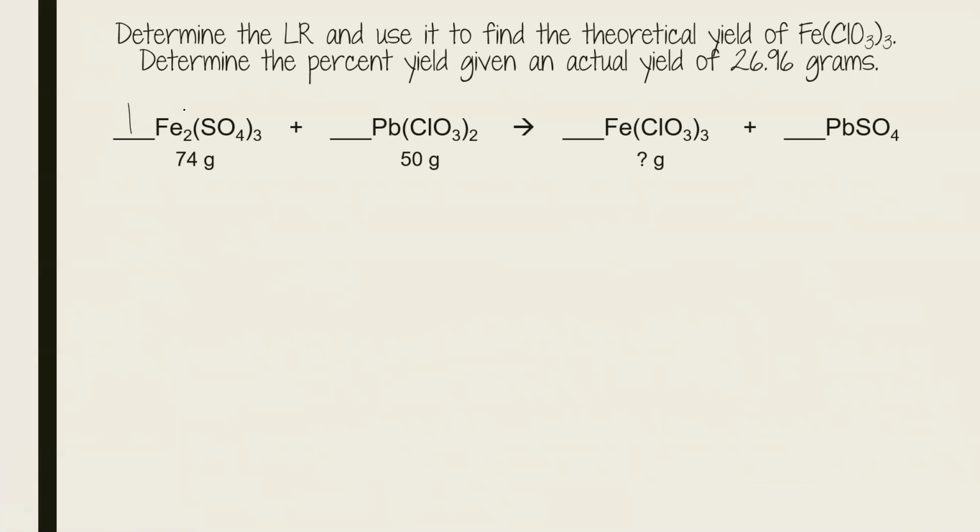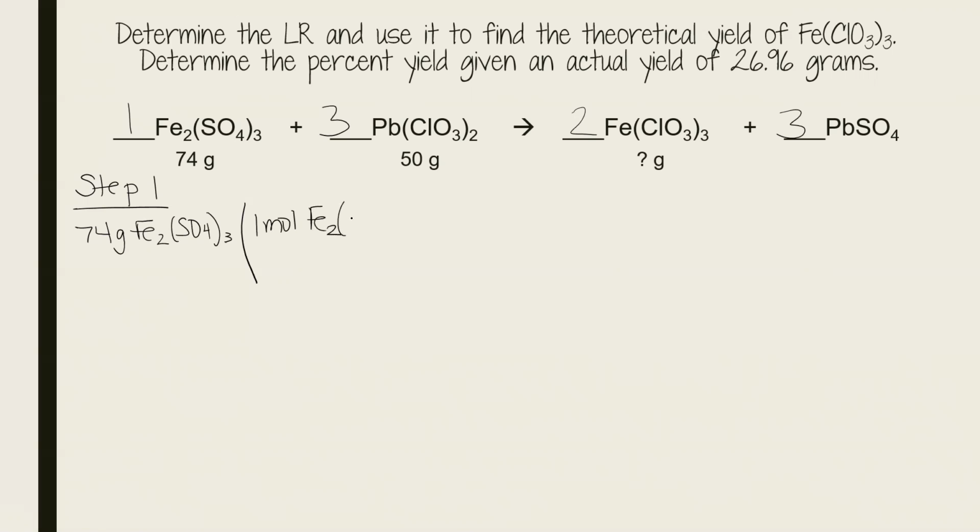All right, so balancing, you should have got 1, 3, 2, 3. Okay, you can start with iron sulfate or lead chlorate, whichever. Step 1 is LR, ER. If you're thinking, why are we doing so much math? Welcome to Chem 2. Lots of algebra, lots of math.